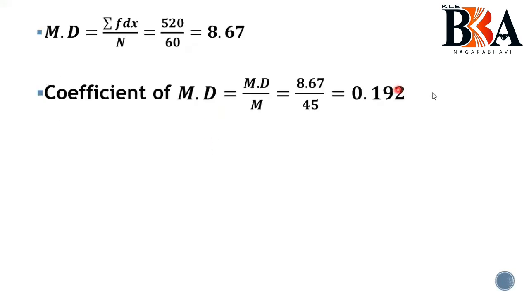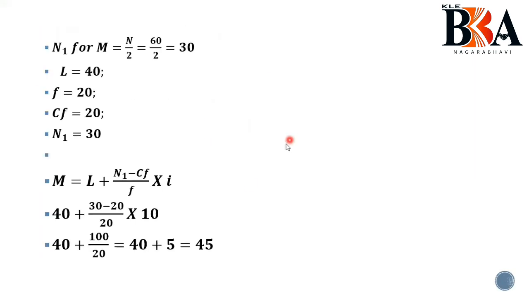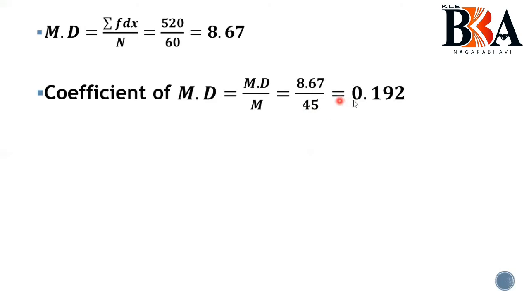Understood? I have taken 45, divided, you can also look here, the 45 median value you have already found out. So divided by 45, you get 0.192. So this is the finding of your mean deviation as well as your coefficient of mean deviation through median. So I'm just brushing up the shortened steps here.